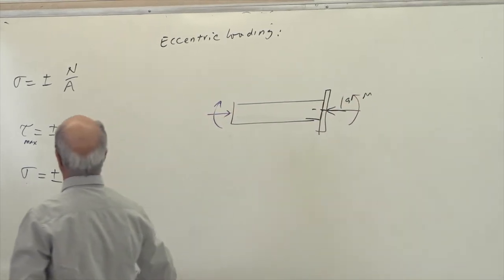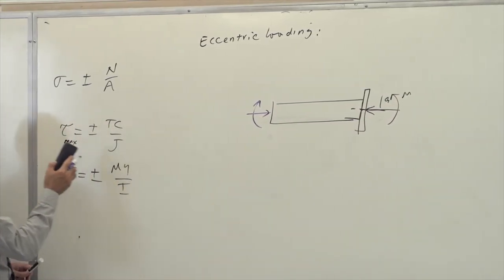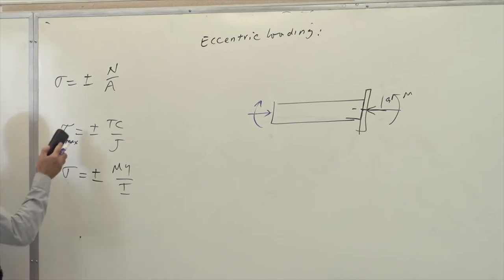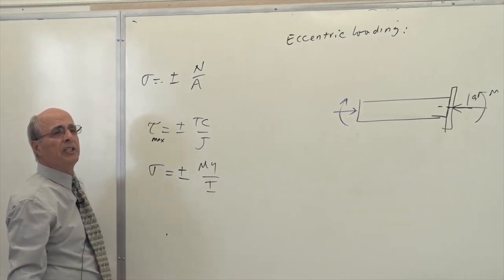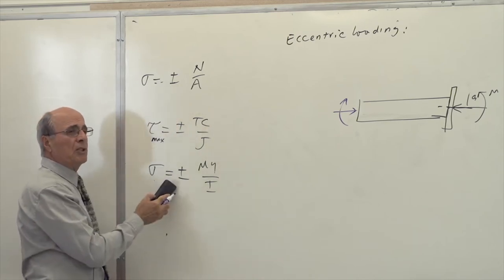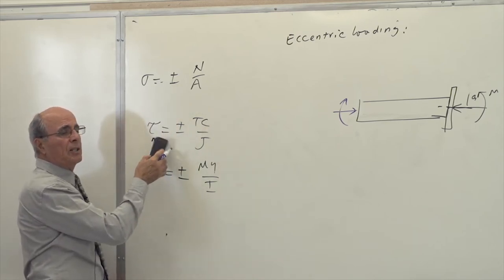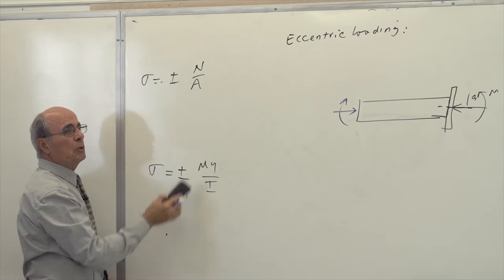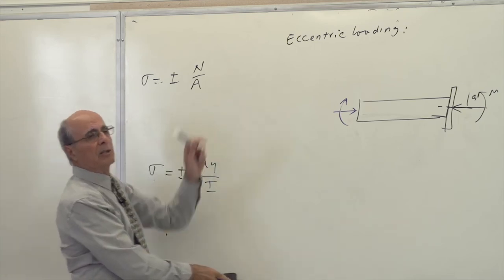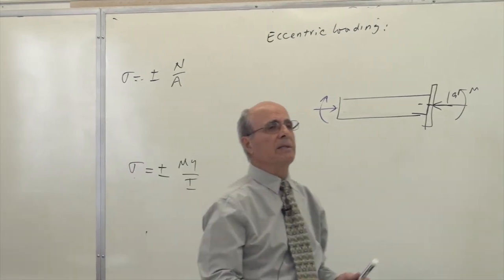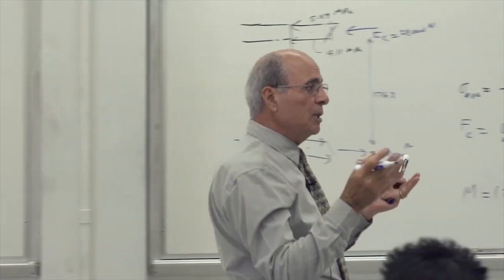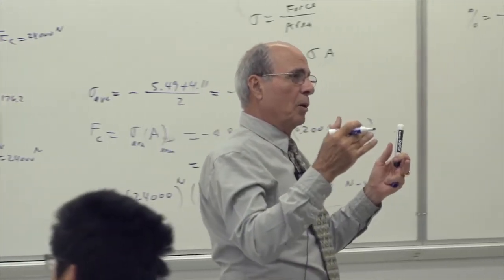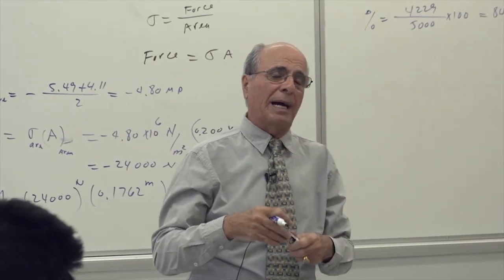I have now, of course, we are not talking about this. First of all, you have to understand that you never add this to these two because they are two different natures. These are perpendicular to the section. This is in the section. So that's out. But these two can happen together. That's what we are talking about. Yes or no? It just happened there. Yes. You have a centric loading plus a moment. Yes? So you have to add this together.